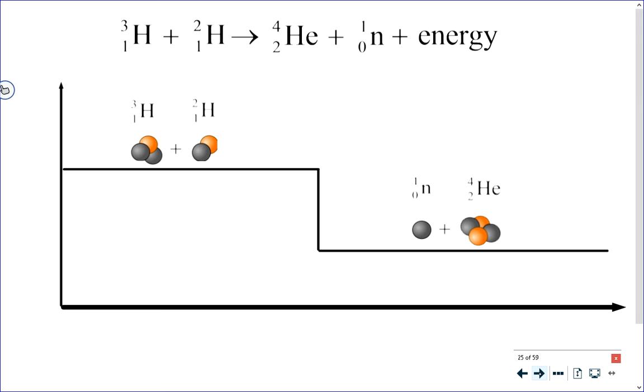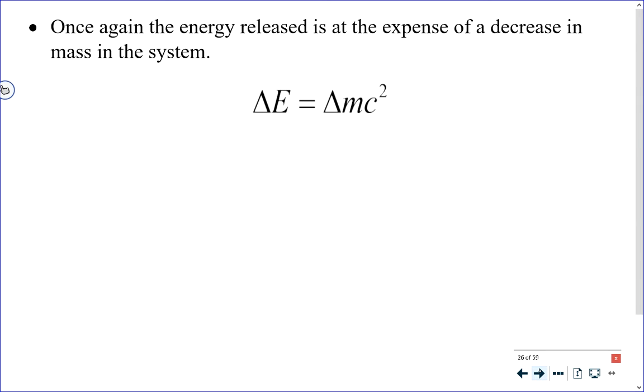So as well as having a loss of mass, you have a release of energy, which is why, again, the energy is written on the right-hand side of this equation. And again, if you can determine the loss in mass, then you can use Einstein's delta E equals delta m c squared formula to determine the release in energy.